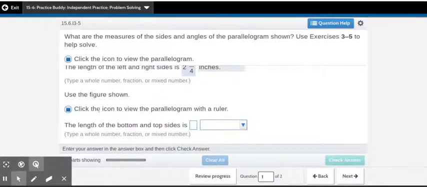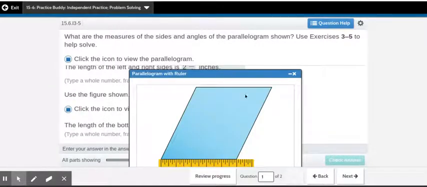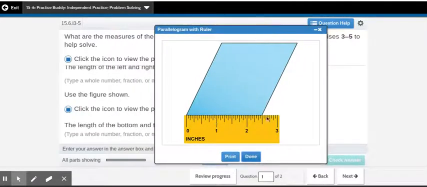Now it says, click the icon to view the parallelogram with the ruler. What is the length of the bottom and the top side? So we're getting the final measurements of our parallelogram. Let's do the bottom. And remember, if it's parallel, that means that it's the same up top. So we start at 0, and this time we're at 2.5. We're halfway between 2 and 3. I wonder if they would let us write it as a decimal, but this is 2.5. And I know that 2.5 is equal to 2 1/2, so that would be 2 1/2.